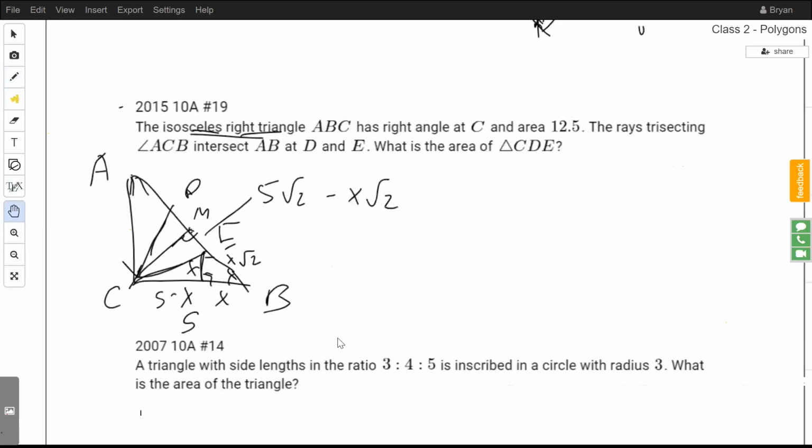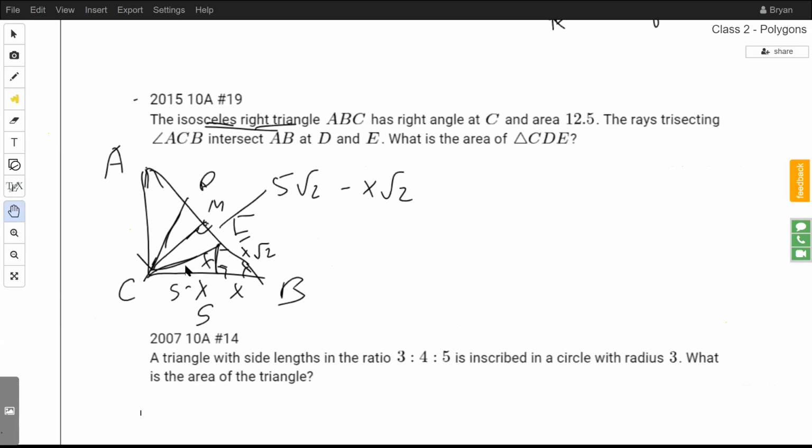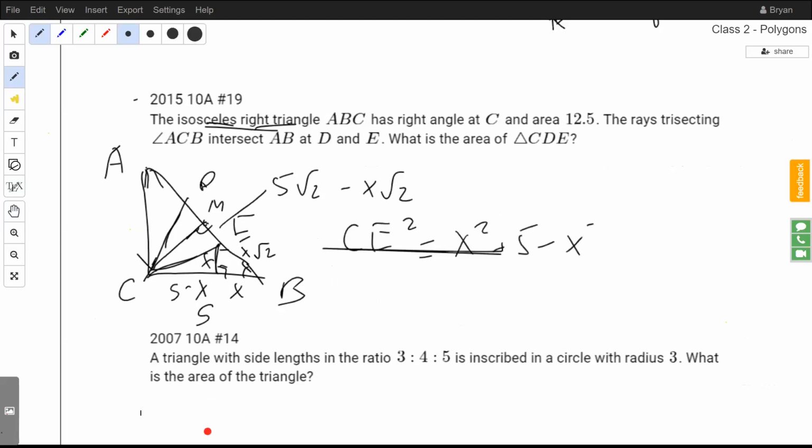So now we can set up a Pythagorean theorem thing, I guess you can say, with the length CE, where we have CE squared is equal to x squared plus 5 minus x squared. And this is from this small triangle right here. I should probably use different colors actually, that would be cool. This triangle. Please stop annotating, thanks.